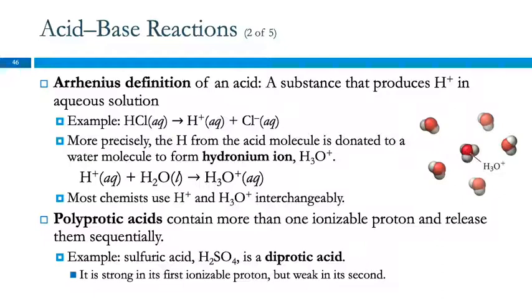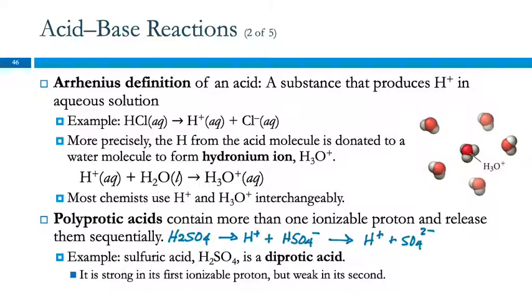So what happens there is you get the H2SO4, and that will release one hydrogen ion, and then what we have left is the hydrogen sulfate ion. The hydrogen sulfate ion also has an ionizable hydrogen, and so that can also release, and then we've got SO4 sulfate.